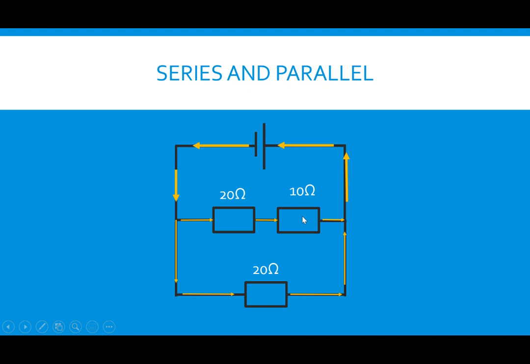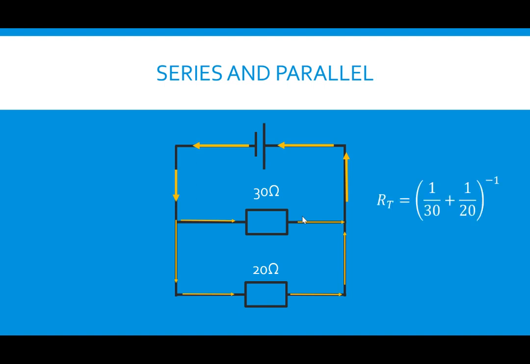And we know from earlier that the formula for resistance in series is just simply adding them. So we can combine that, and we've now got a 30 ohm. It was 10 plus 20 giving 30. We've now got two parallel resistors, and so we use our magic formula to the power of -1. And then when you put that in your calculator, you'll get 12 ohms, and that is the final answer.